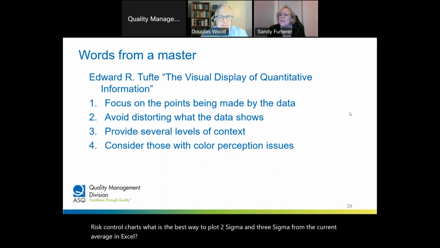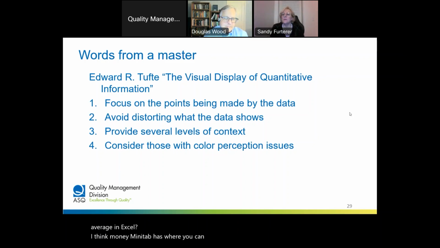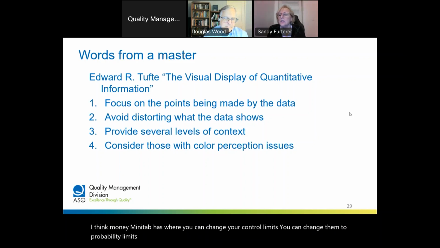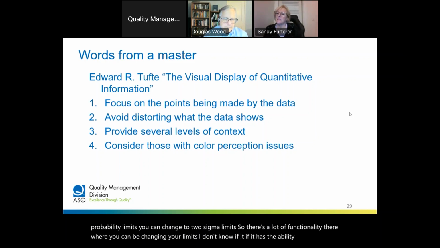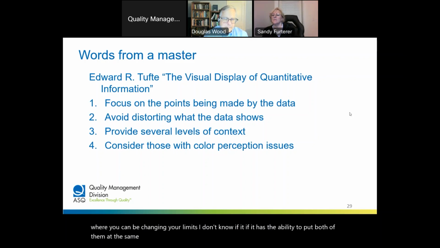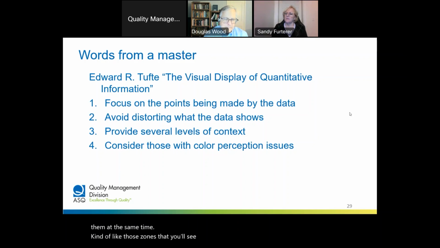Okay, I think Minitab has where you can change your control limits. You can change them to probability limits. You can change to 2 sigma limits. So there's a lot of functionality there where you can be changing your limits. I don't know if it has the ability to put both of them at the same time, like those zones that you'll see, but I'd have to play with that a little bit to see.